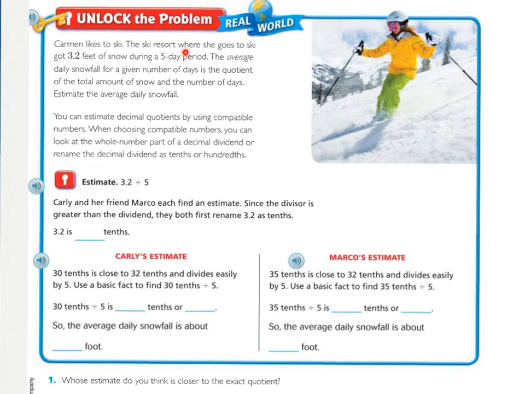The ski resort where she goes to ski got 3 2/10 feet of snow during a 5-day period. The average daily snowfall for any given number of days is the quotient of the total amount of snow and the number of days. Estimate the average daily snowfall. Press pause and underline what you are being asked to find and circle the important numbers.